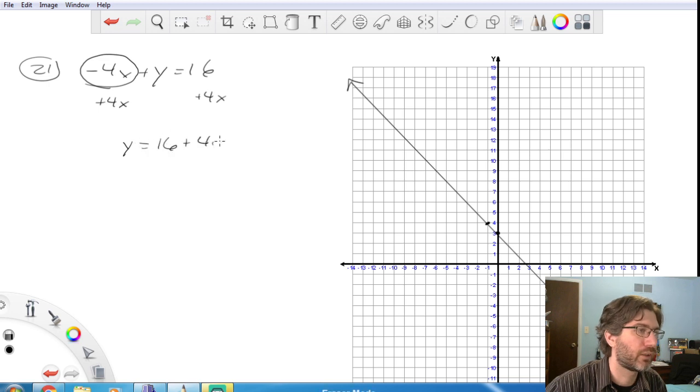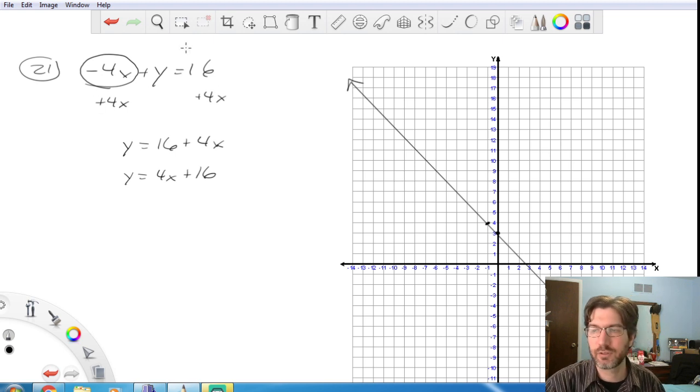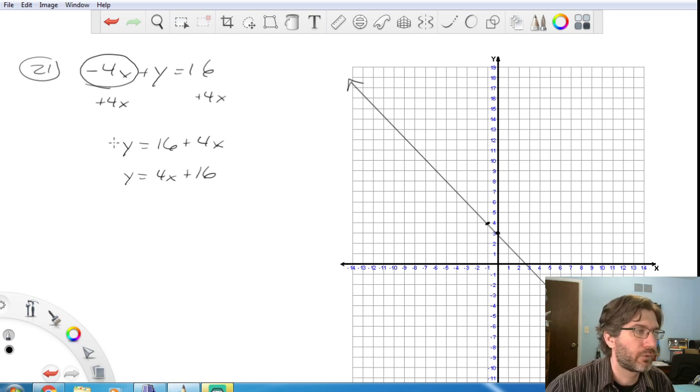If you want to leave it like that, you can, but it's just nicer to see it written this way. So just watch it when you do adding and subtracting. It's a minus 4x, so you have to add it to both sides to get rid of it. You have to do the inverse there. And this plus sign stays with the y, but we don't write it because you don't need it.